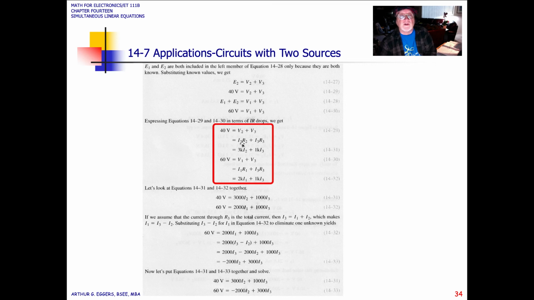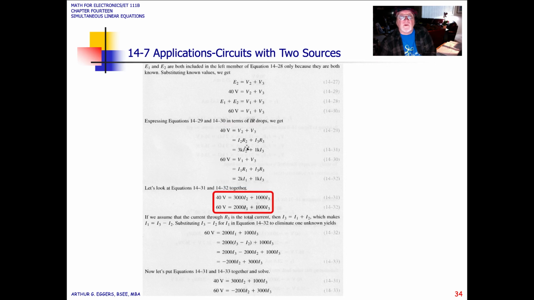V2 is equal to I2 R2. V3 is equal to I3 R3. And we can then substitute our values for each of those resistors, 3K ohms, 1K ohm, times the respective resistance. In the next one, the outer loop, we have 60 volts is equal to the voltage drop across R1 and R3, V1, V3. Make our substitutions, and we have 2K ohms times the current I1 plus 1K ohm times the current I3.